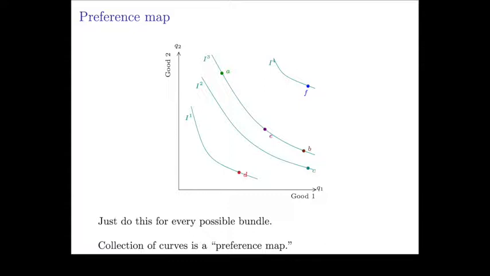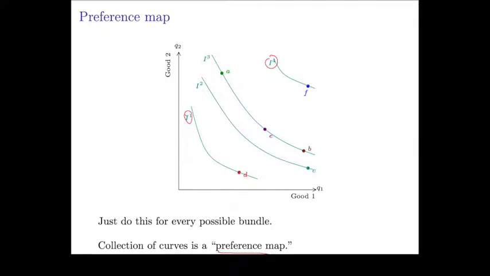So perhaps we could label them indifference curve I1, that's the one through D, I2 passes through C, I3 passes through A, E, and B, I4 passes through F, and so forth. This collection of indifference curves is what we call a preference map.